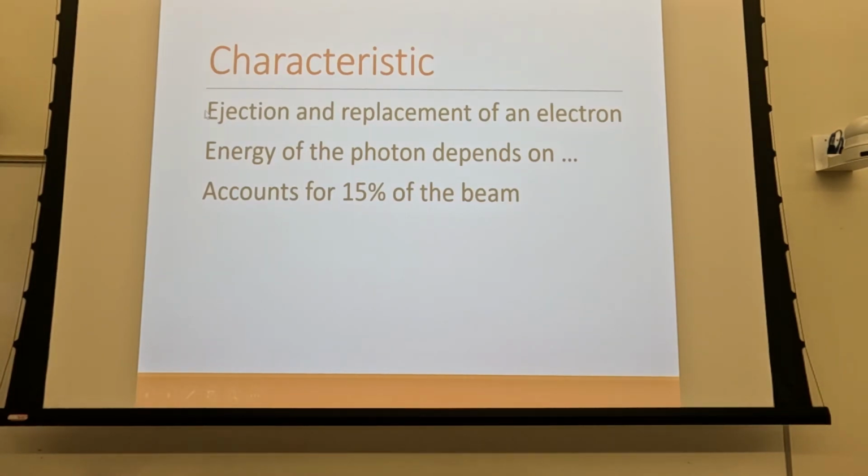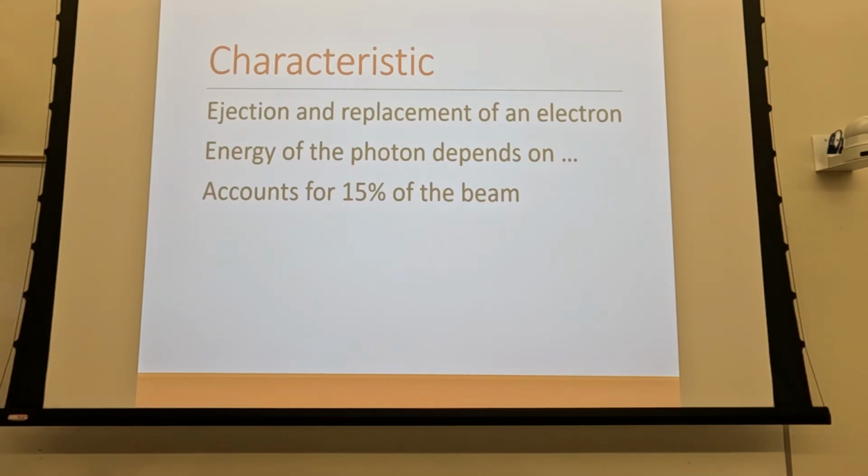So the characteristic, it's the ejection and replacement of an electron, and the energy level that you get is the difference between the electron that leaves the shell and the energy level of the electron that replaces it. So it accounts for 15% of the beam. It accounts for 15%, I think, at the anode.